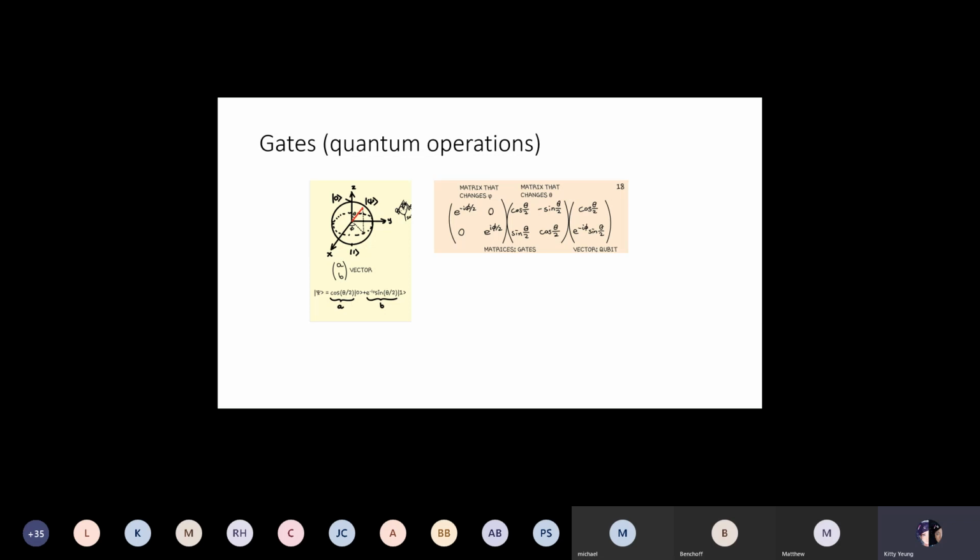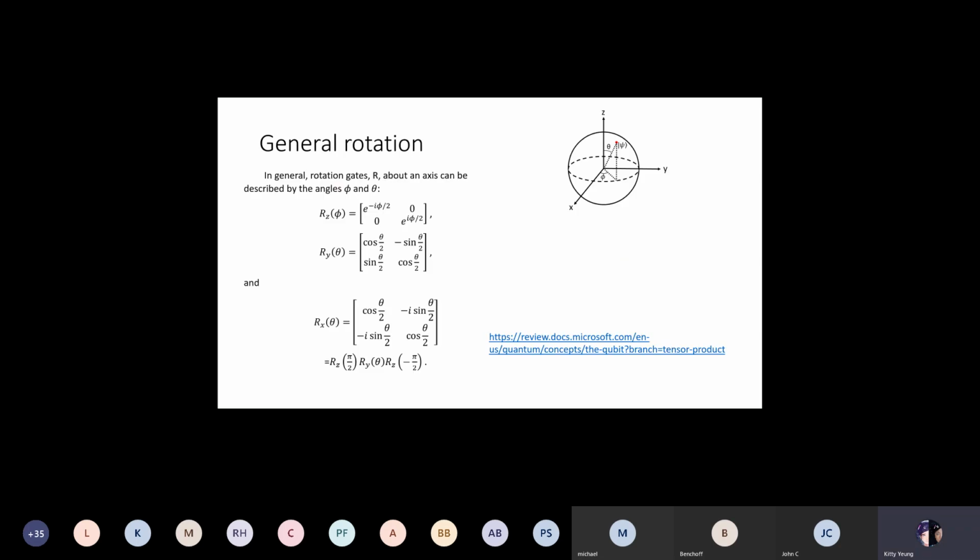If you can use two arbitrary angles to represent a vector, then how you would manipulate that vector is to use matrices. You have two matrices. One is to change the phase phi, and the other one is to change the angle theta. So this is nothing but geometry. For a general rotation, you can write out how it would change theta and phi. You can have three rotation matrices.